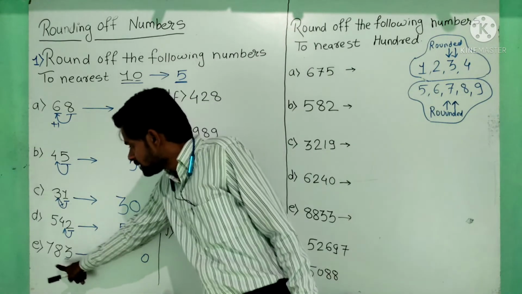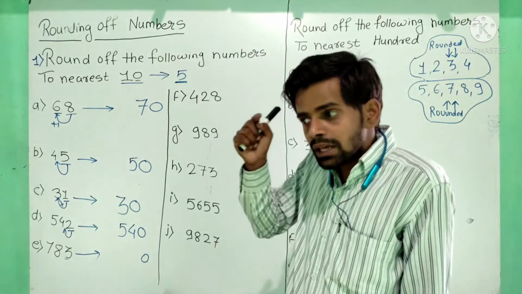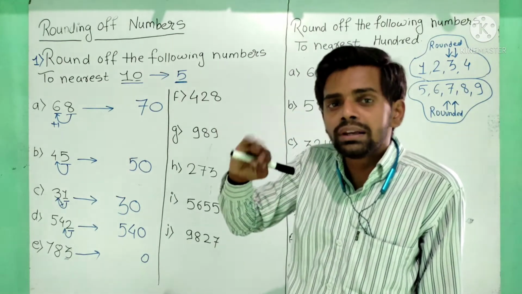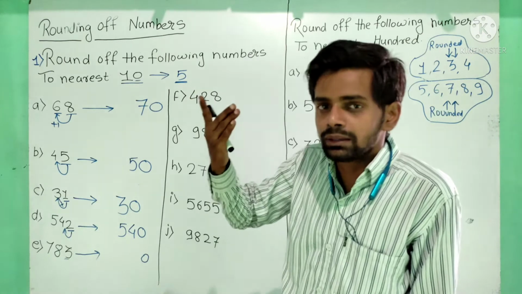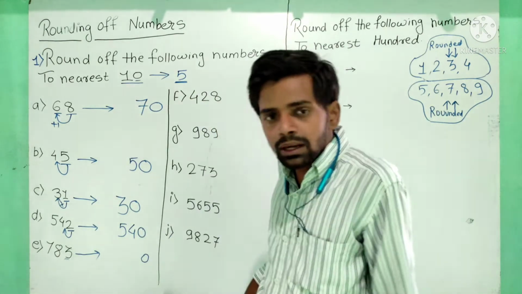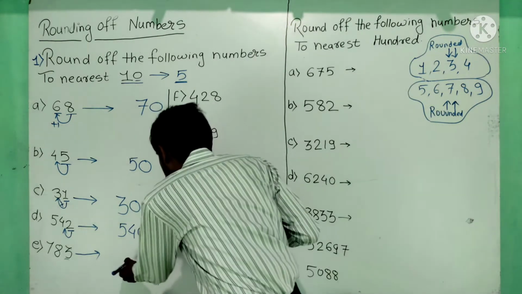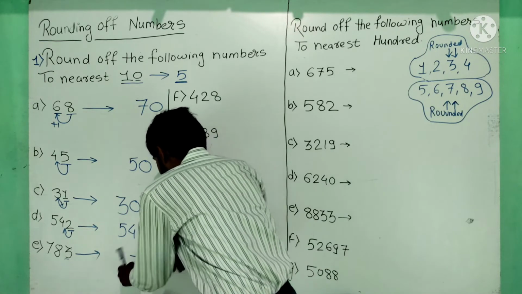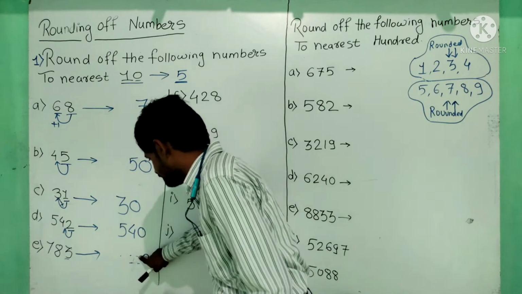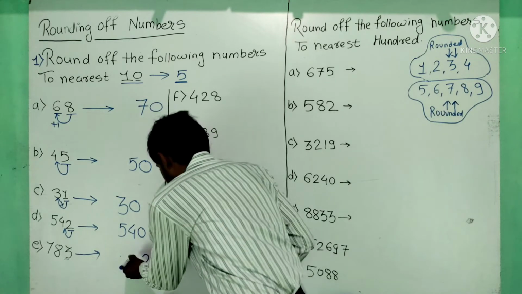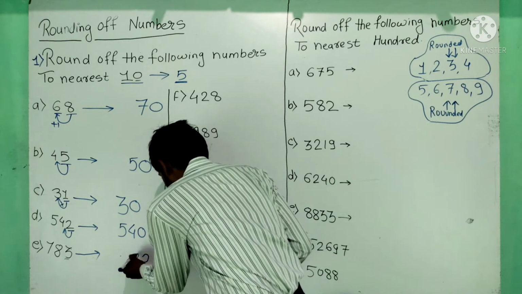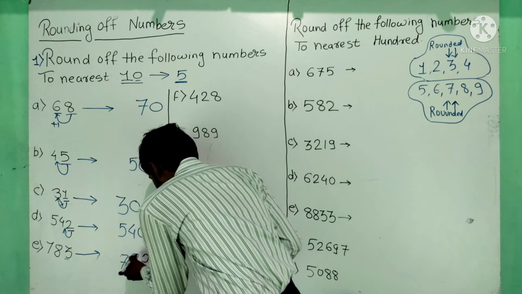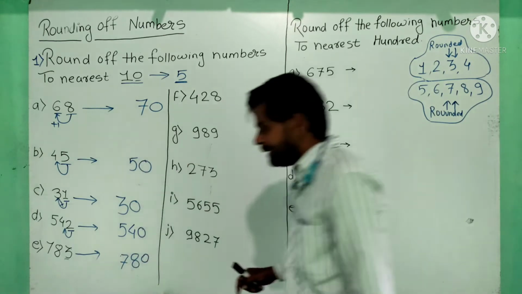If there is a strong digit here, then the next number will increase by 1. We would increase it by 1, but there it is now 3. So what will we do? We will write 7 as it is, and here is 8. Okay, we have to write 8 and the 7 will be here. So the answer is 780.